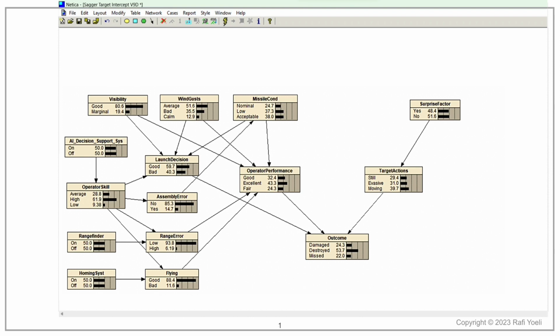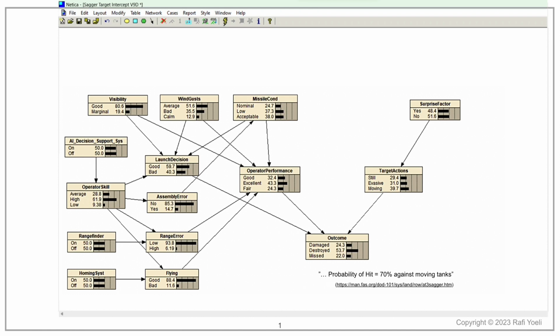So by way of a sanity check to our network, try looking up the quoted percentage of hits that the Sagger system achieved during its service life. You will find that the number is around 70%. The fact that our Bayesian belief network produces an outcome that is close to that number is reassuring.